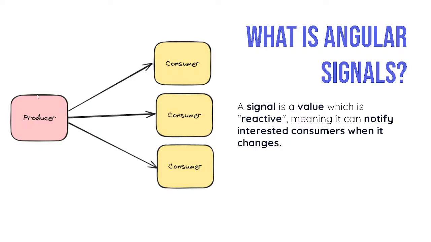If you see this diagram, it depends on this concept, where we have a producer and all the consumers as well. The producer produces something and the consumers consume it. So this is all about signals. Now let's see how it actually works. Let's try to write some code and have some fun with that.